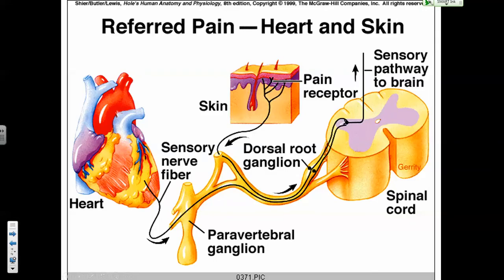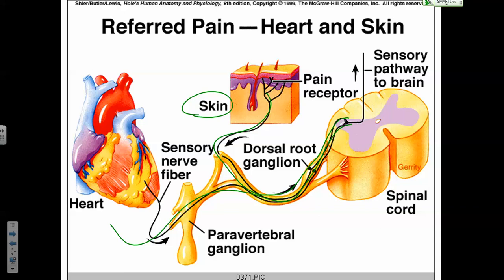Sometimes your brain gets its signals confused. Imagine that this is the skin of the left arm. Impulses coming in from there end up along similar pathways as impulses coming from the heart. And sometimes the brain misinterprets that. And that's this referred pain. There's nothing wrong with the arm, but that's an indication that there might be something wrong with the heart.